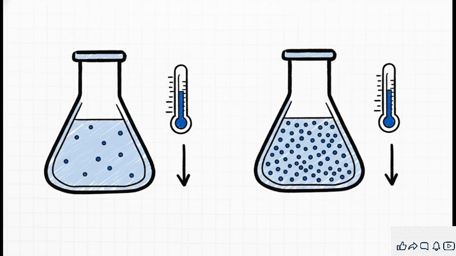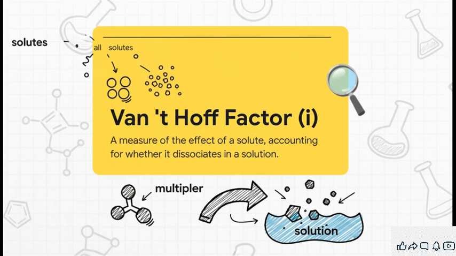Simple as that. But, and this is a big but, not all solutes create the same size crowd, even if you add the same amount. This is where chemists use a little secret weapon called the Van 't Hoff factor. We just call it i. And it's basically a multiplier that tells us how many effective particles you get for each molecule you dissolve.